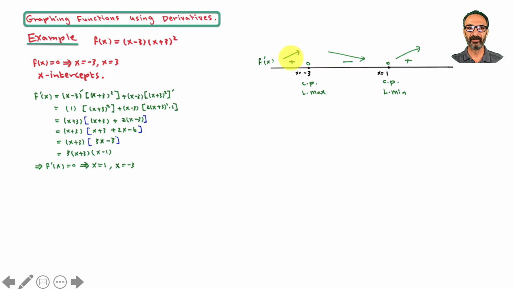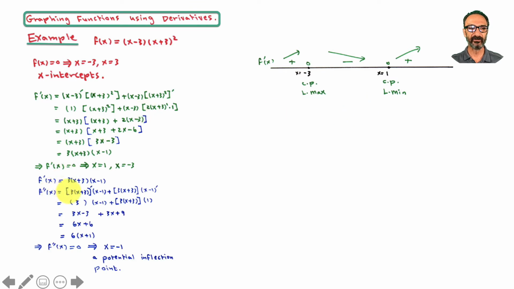So we have enough ideas so far, but let's take advantage and move on. Second derivative. After you have the first derivative, do the product rule again. You end up with the second derivative. Factor 6 out, set it equal to 0, you get x equals negative 1. We don't know if it's an inflection point. It's a potential inflection point. It's a candidate to be an inflection point, what we don't know yet.